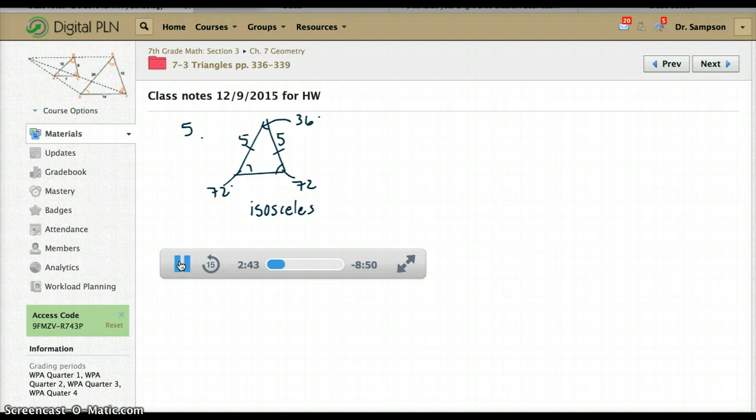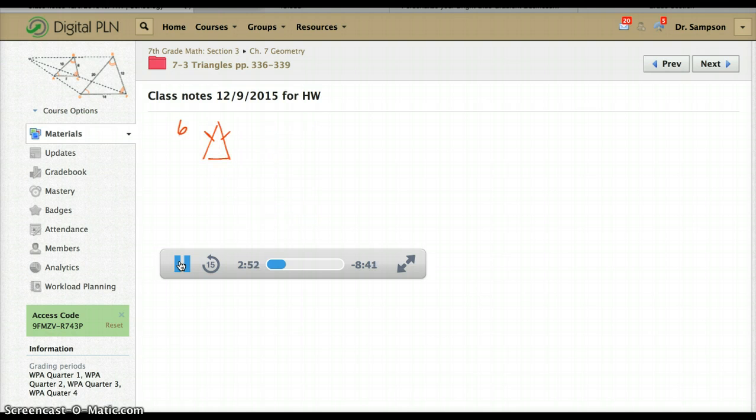George, I saw your hand next. What's the other term we're classifying? Okay, go ahead, Brody. Acute. So it's an isosceles acute triangle. Congruent. Congruent.